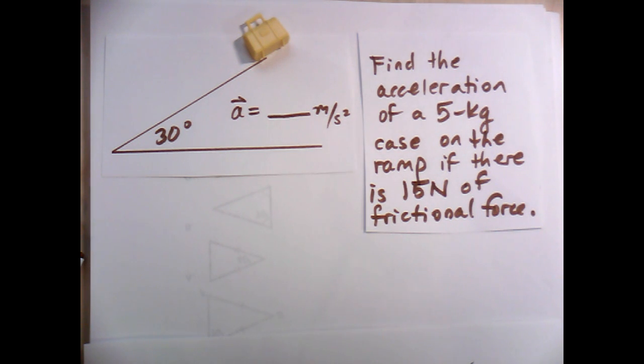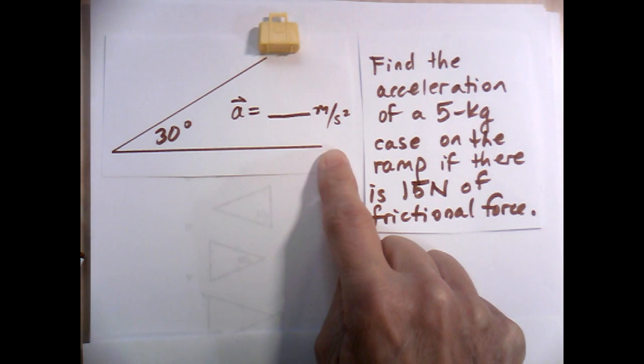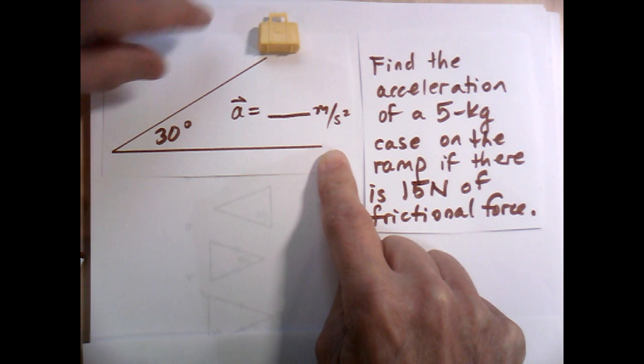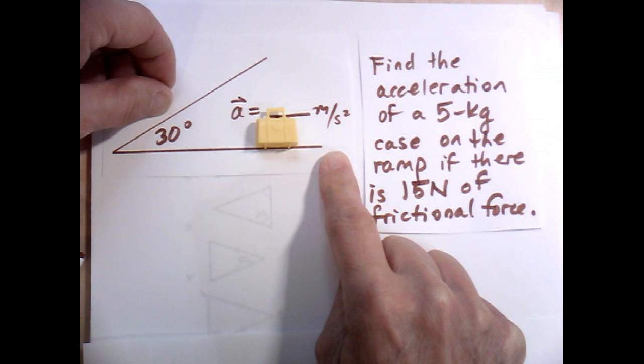Okay, we have a suitcase sitting on a ramp and we're asked to find the acceleration of this suitcase if it slides down the ramp and it's subjected to a frictional force. Well, if it were just dropped off the edge of the ramp, the thing would fall down till it hit the ground, and it would fall with an acceleration due to gravity of 9.8 meters per second squared.